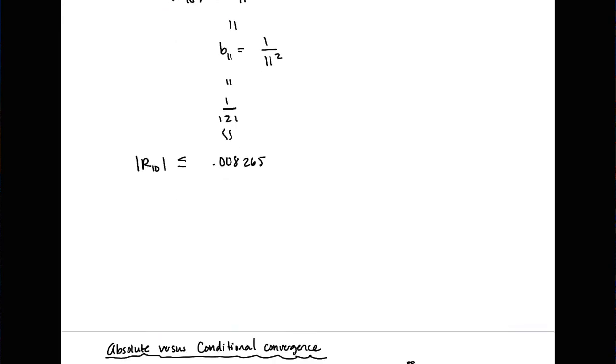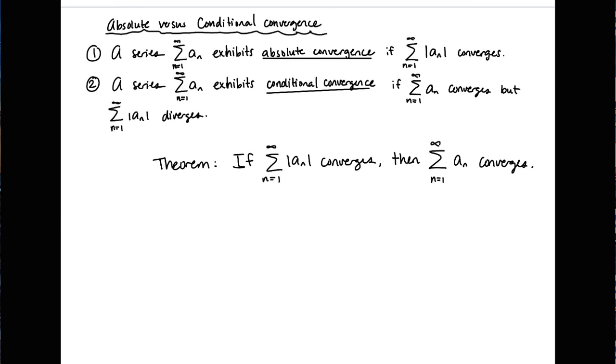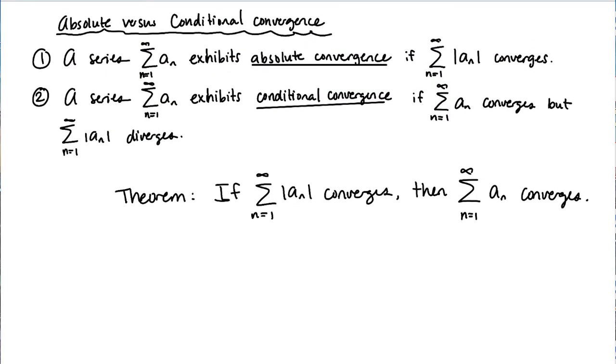Okay, let's keep going. And next we'll talk about two different kinds of convergence. So we say that a series exhibits absolute convergence if when you take the absolute value, the series converges. We say that a series exhibits conditional convergence if the original series converges, but when you look at the absolute value of the series, it diverges. And let's say that you have established that your series absolutely converges. Then you can conclude your original series must have converged as well.